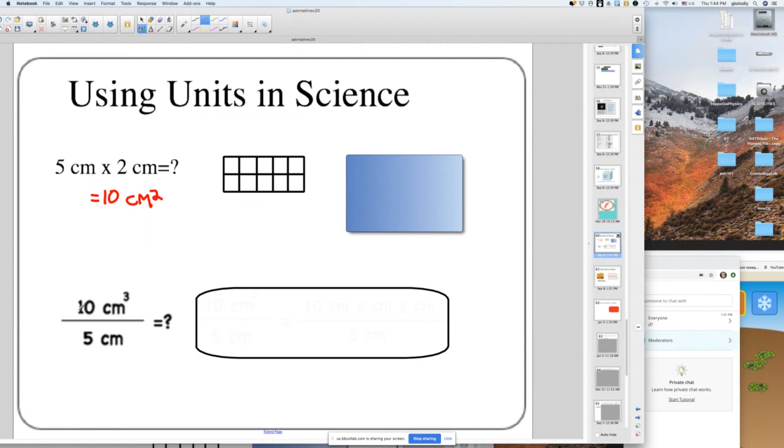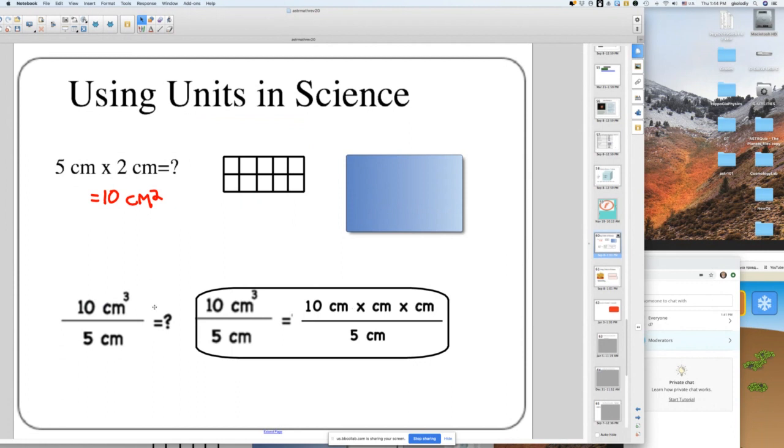How about this one here? 10 centimeters cubed divided by 5 centimeters. I'm sure you already know what to do. So 10 centimeters cubed is what? Centimeters times centimeters times centimeters divided by 5 centimeters. One of these centimeters will cancel off, and you will have 2 square centimeters. All right, this has been pretty easy, right? So let's try a little harder one.